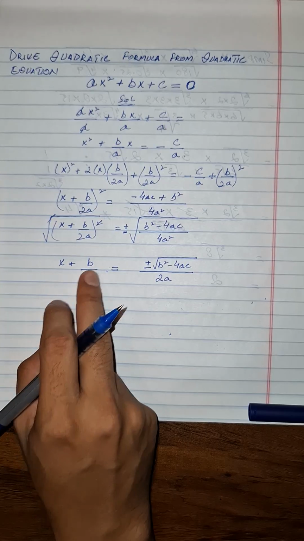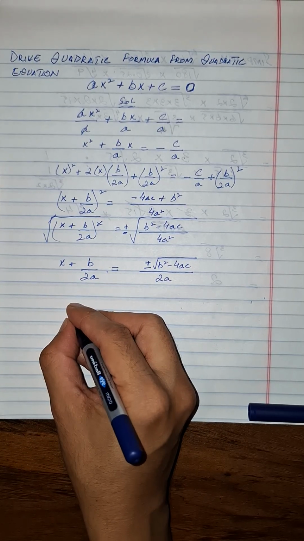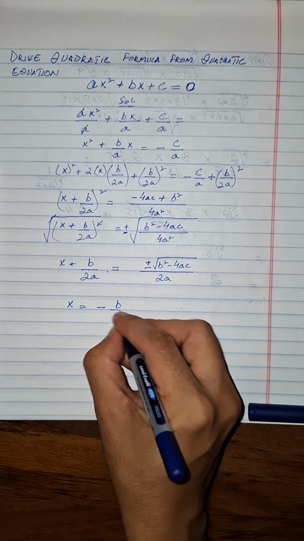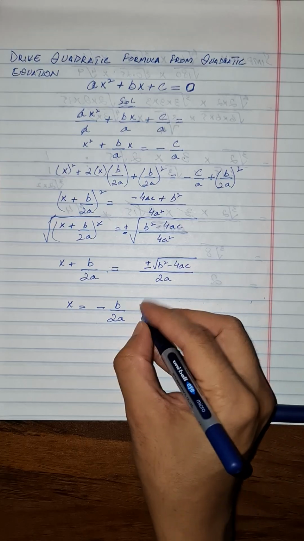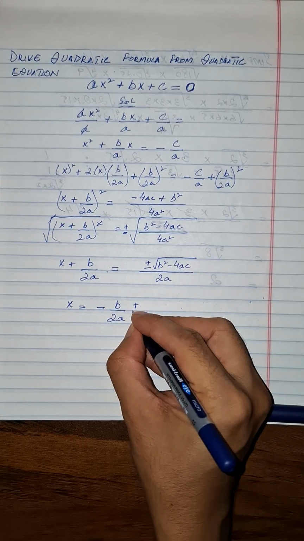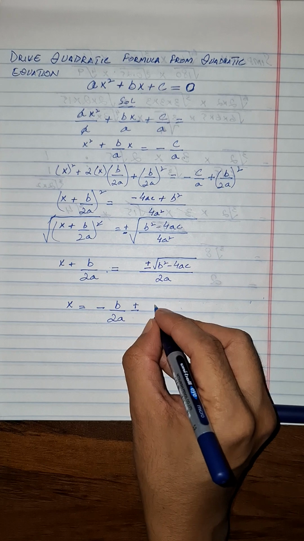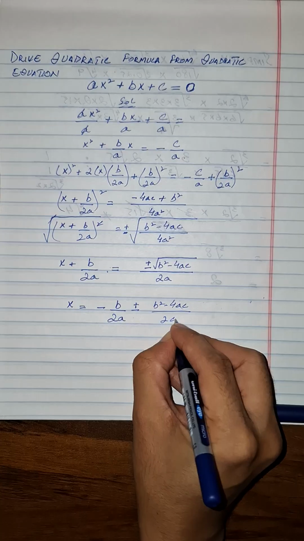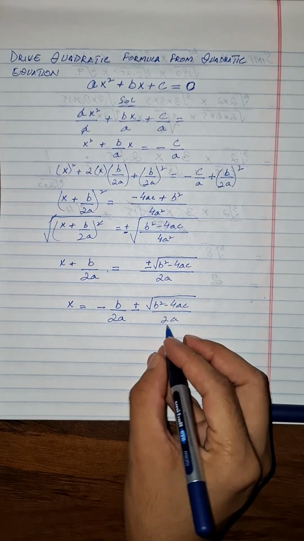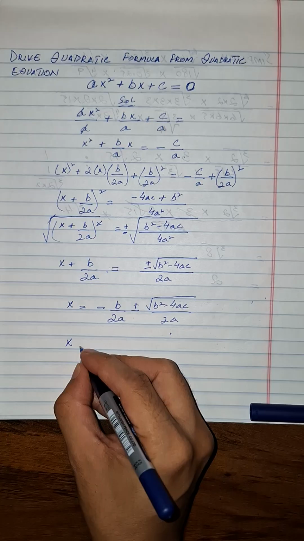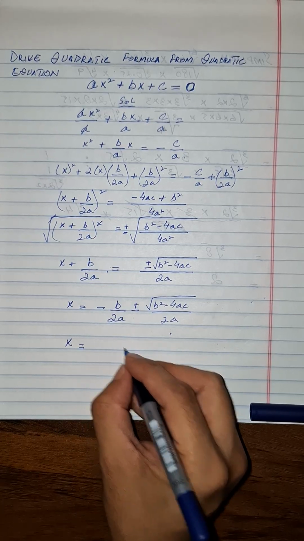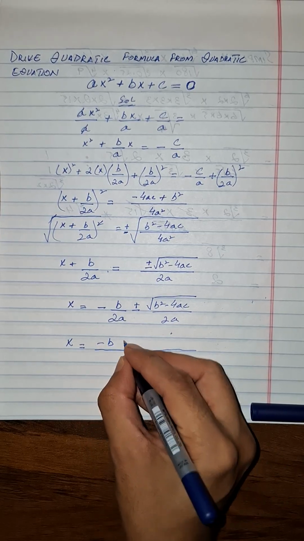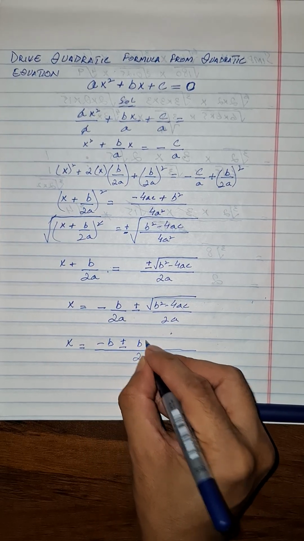Now we will shift b upon 2a and we will be having the value of x, so it is minus b upon 2a, then we'll be having plus and minus b square minus 4ac upon 2a under root. So we will take the LCM and we can write it as x is equals to 2a minus b plus minus b square minus 4ac.